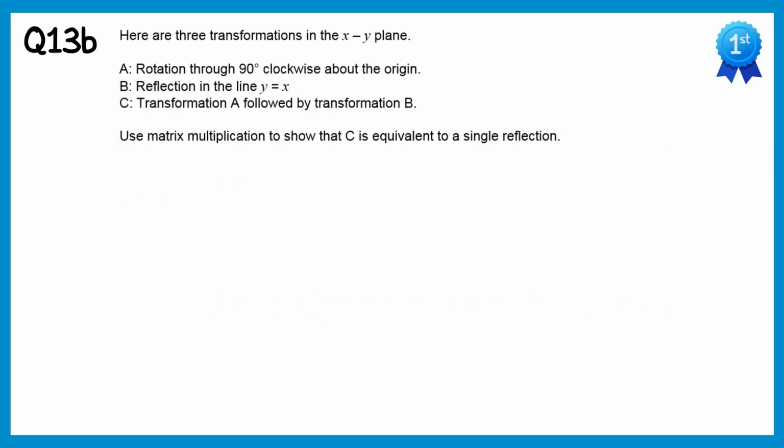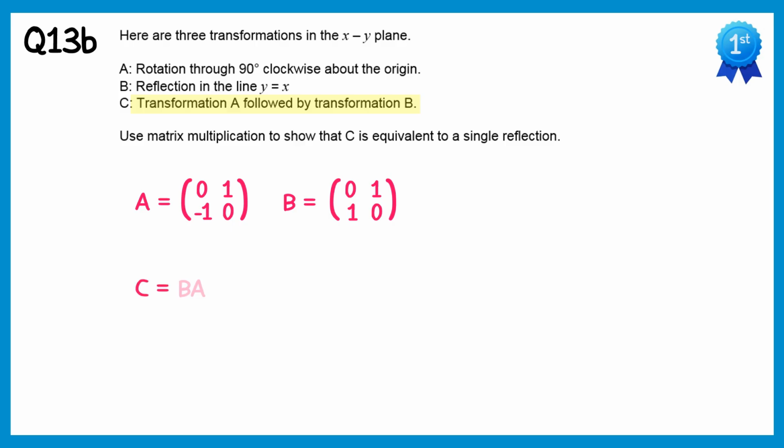In this question we have transformation A, which is rotation through 90 degrees about the origin. This has the following matrix. We also have transformation B, which is a reflection in the line y equals x, which has this matrix. We then have transformation C, which is transformation A followed by transformation B. So C must be equal to BA.